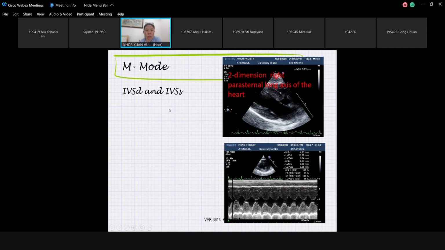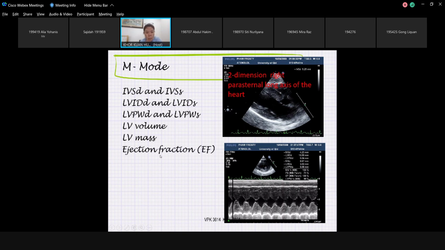Okay, this is where it gets confusing. Interventricular septum: D refers to diastole, S refers to systole. Interventricular septum, left ventricular internal dimension, left ventricular posterior wall, P for posterior wall, or some machines will give you F for free wall. It also tells you the left ventricular volume and left ventricular mass in an M mode measurement. But most importantly, we want to look at wall thickness and lumen dimension. These are the measurements: D for diastole, S for systole. Other measurements can tell you the ejection fraction, which refers to the cardiac output. Fractional shortening will tell you how well the heart is contracting.